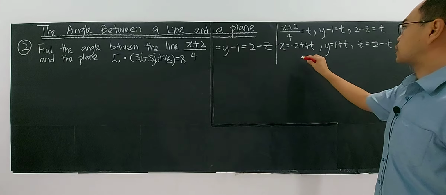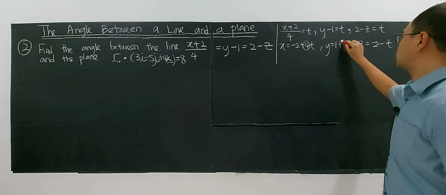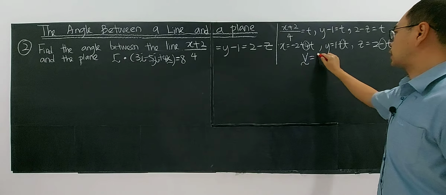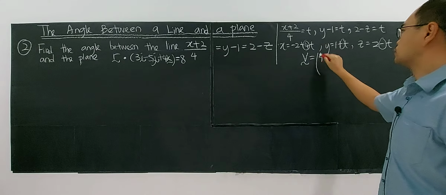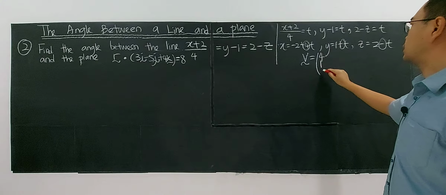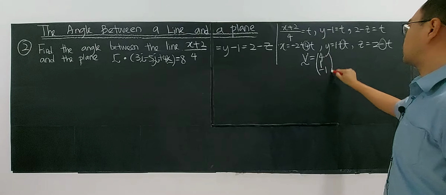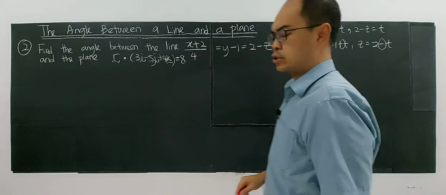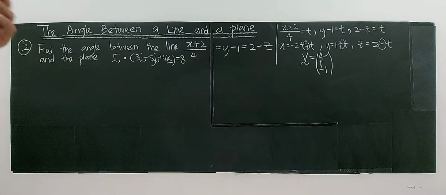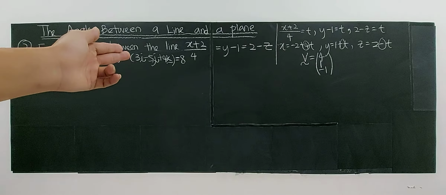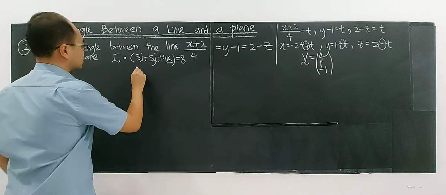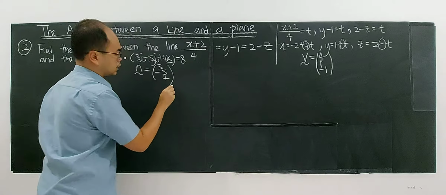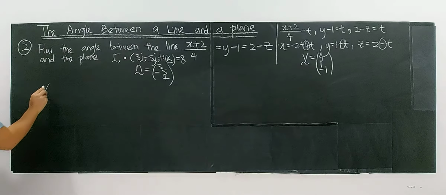Then we can get the direction from the coefficient of t. So we can very quickly get the direction vector, which will be 4, 1, and -1. After getting the direction, we need another vector, which comes from the normal. The normal here will be 3, -5, 4, right?